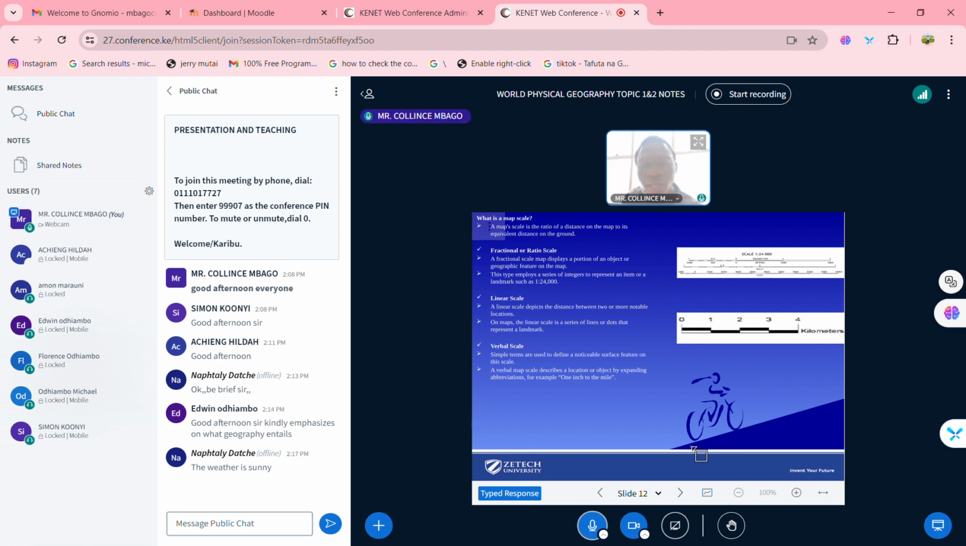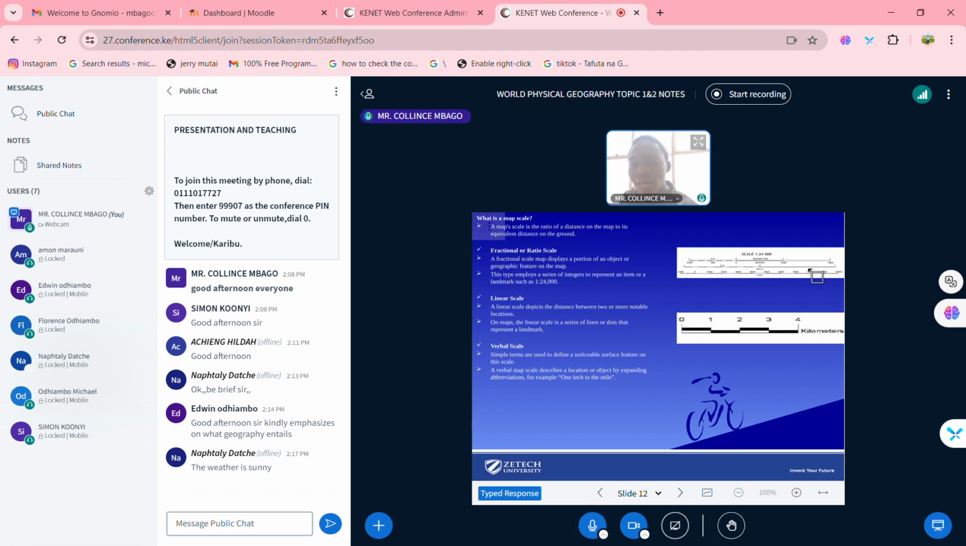Then we have the linear scale. The linear scale is a scale that depicts the distance between two or more notable locations. On maps, the linear scale is a series of lines or dots that represent a landmark. Then we have the verbal scale. Simple terms are used to define noticeable surface features on this scale. A verbal scale describes a location or object by expanding abbreviation. For example, 1 inch to the mile.